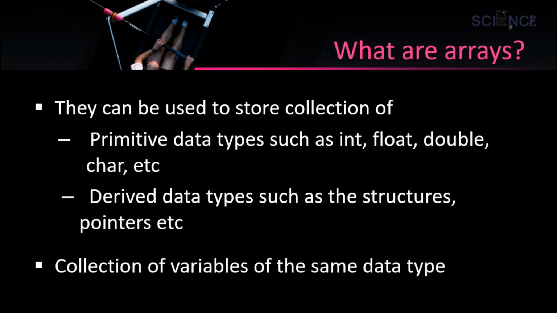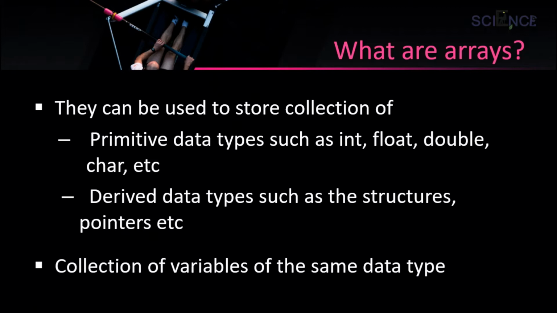And what are the derived data types? Derived data types are structures and pointers. A few examples, right? So you can create an array from primitive data types like integer, float, double, or you can create arrays from structures and pointers also. If you don't know what structures and pointers are, I'll do separate videos for them, so don't worry.